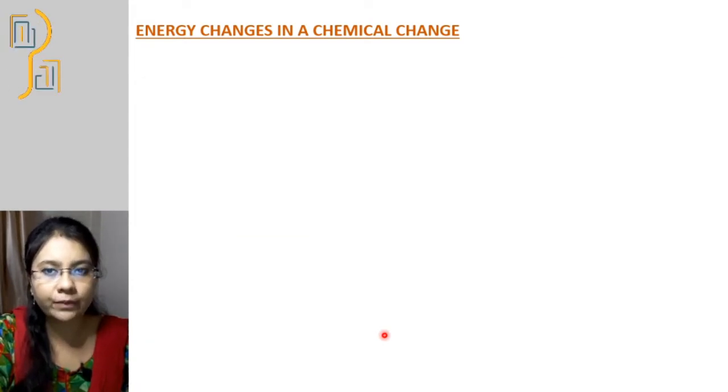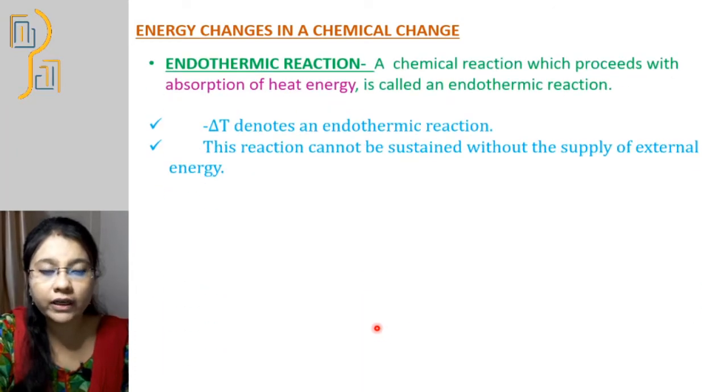The next type is endothermic reaction, which is a reaction which proceeds with absorption of heat energy. Here, minus delta T denotes an endothermic reaction, and this reaction cannot be sustained without the supply of external energy. So it is just the opposite of exothermic reaction.